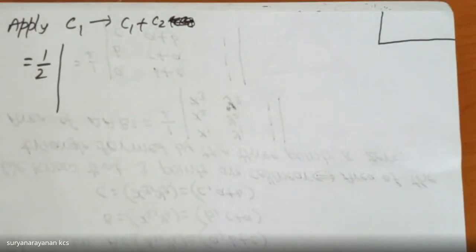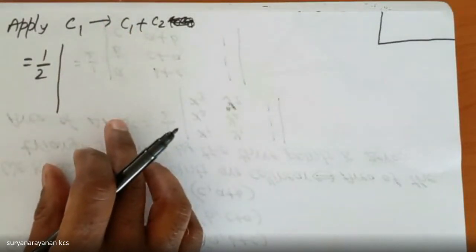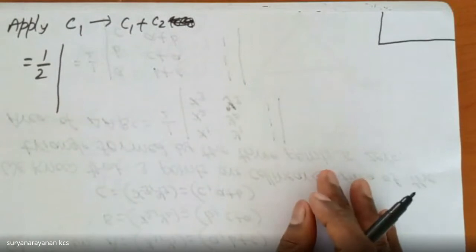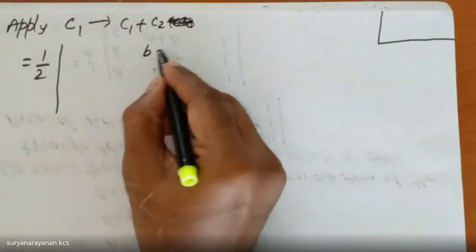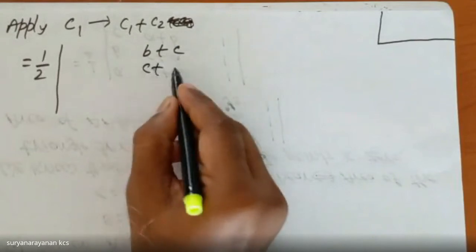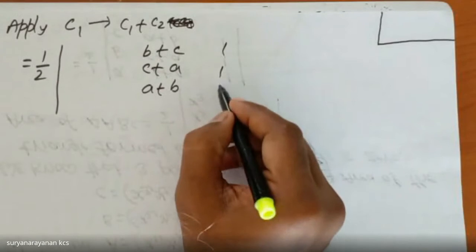On which column are we using the column operation? Tell me. Column 1, sir. Yes, only column 1 elements will be changed. Column 2 and column 3 elements we write as they are: B plus C, B plus C, C plus A plus B. Third column elements 1, 1, 1.